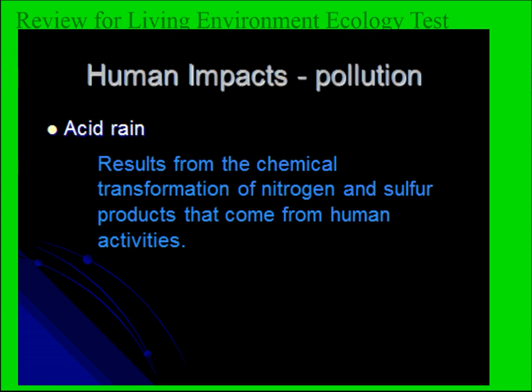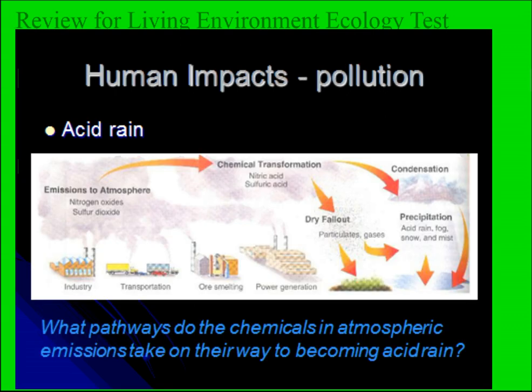Acid rain is from burning fossil fuels. Nitrogen and sulfur dioxide go into the air. They combine with water and form weak acids. This is very damaging to forests, and it can also acidify lakes, killing sensitive fish like trout.